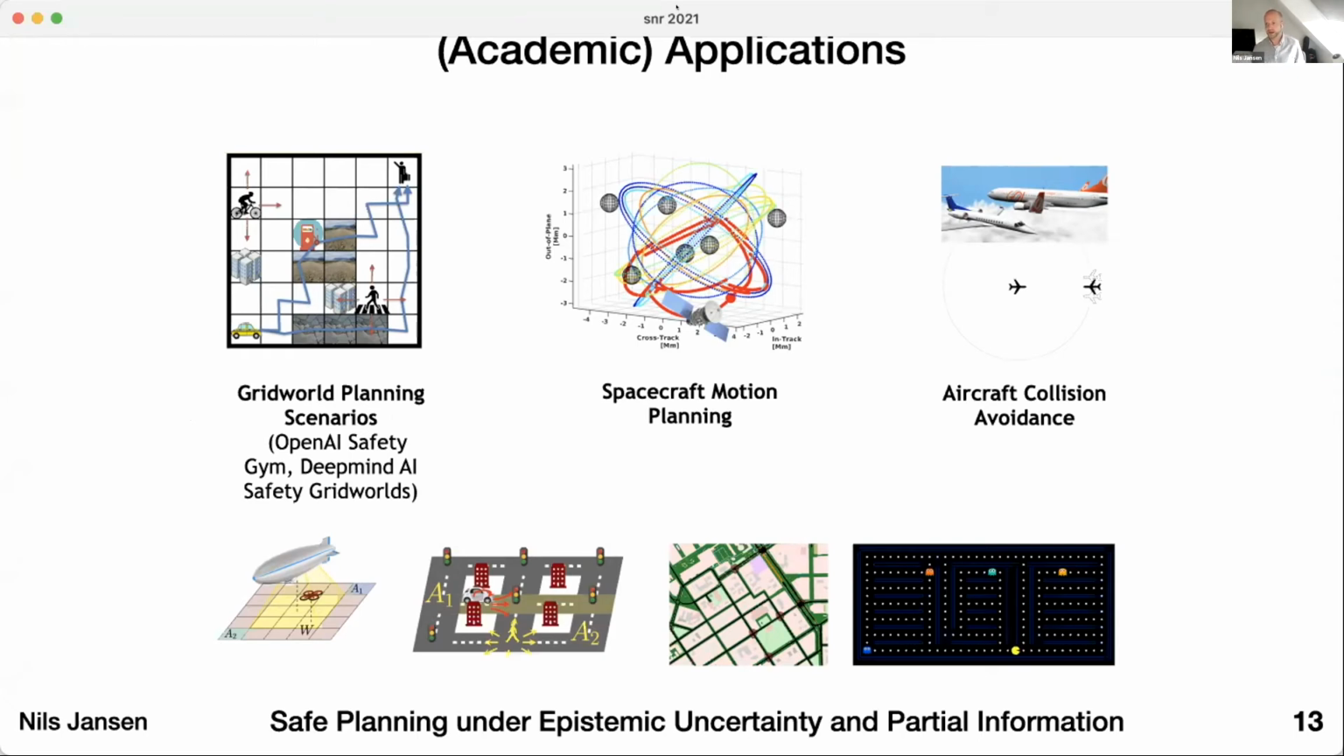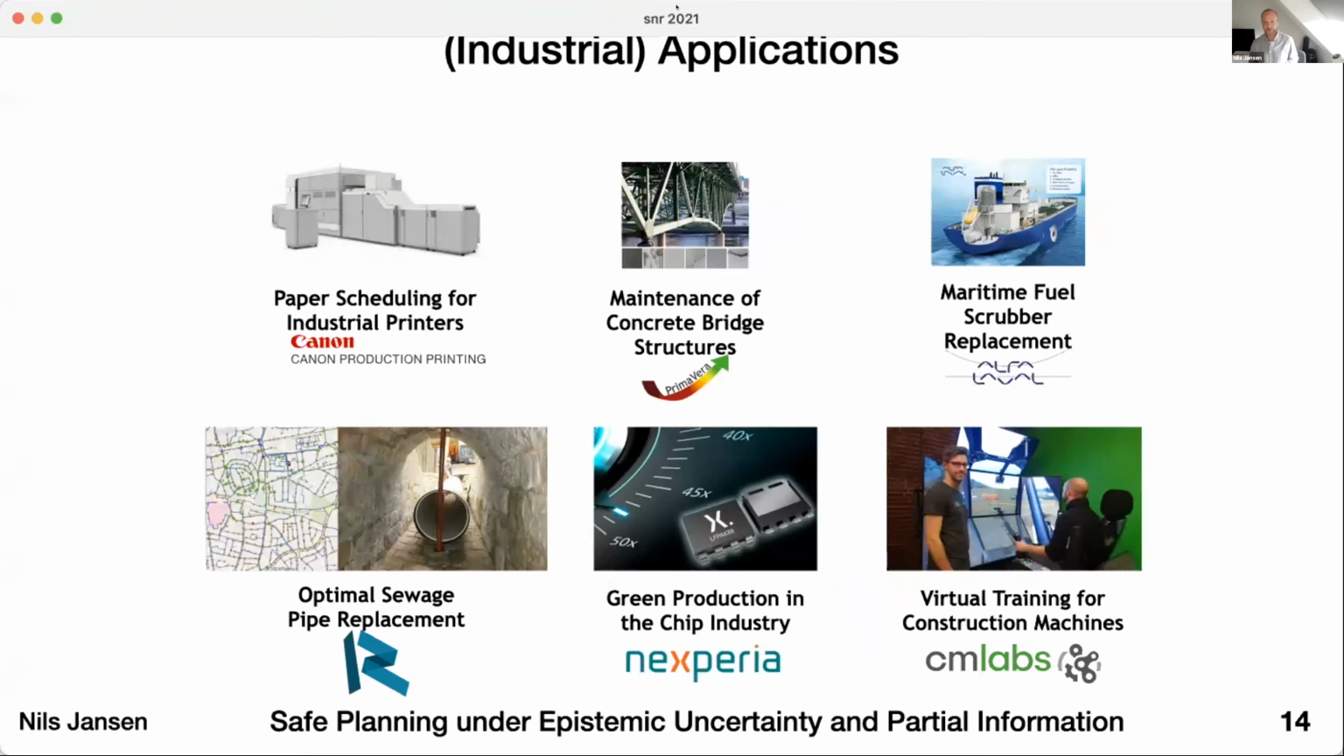We have some urban planning, but we also bring these models and their analysis methods to industrial partners. For instance, we work with paper scaling for industrial printers with Canon. We work on predictive maintenance of bridge structures, maritime fuel scrubber replacement, and other companies as well. So this is something we really try to sell them. We have these models, we can analyze them, we can build them from data. So let's really work with them because we can get these guarantees if we have these models.